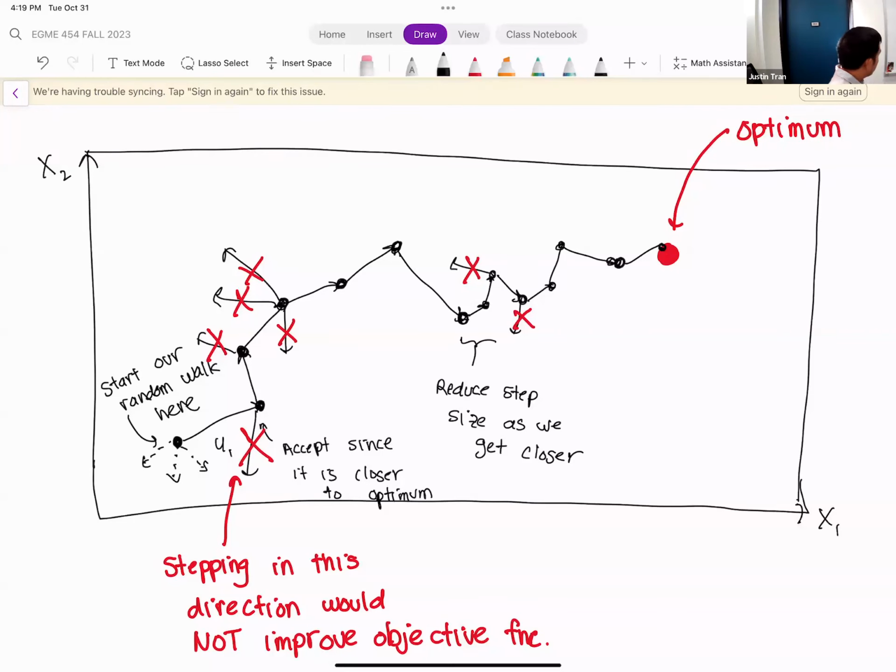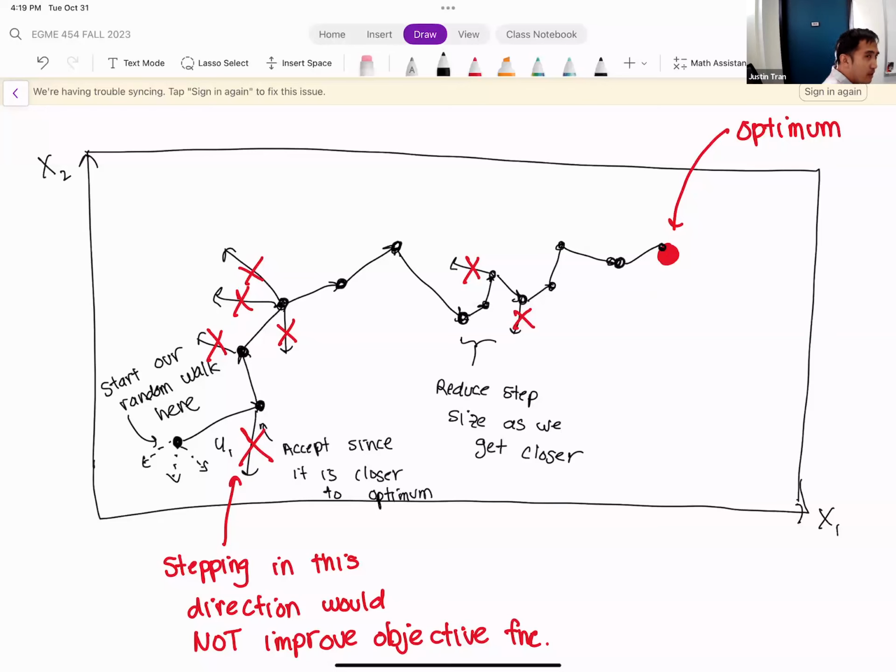This is an ideal case because if I drew more rejections, it would get messy. But in reality, when you're running this algorithm, and when you're running Monte Carlo as well, there's going to be a lot of rejections, and that's totally normal.